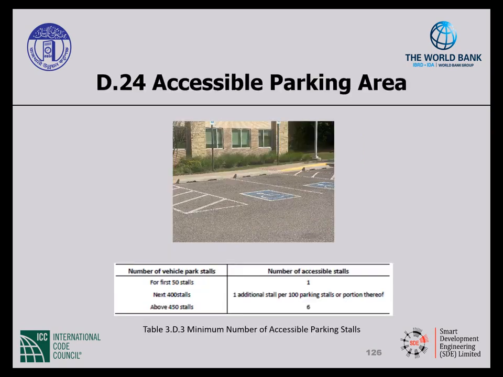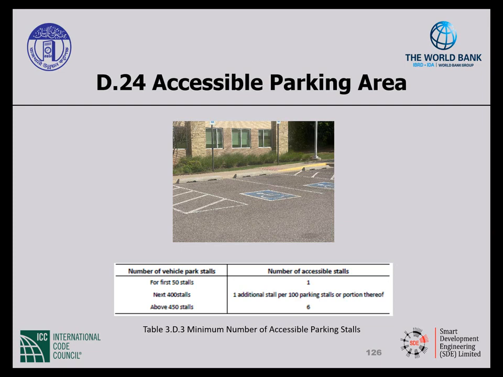Remember, at the beginning of this, we talked about requirement for accessible parking areas based on the occupancy group, and that's detailed in section D.3, with the minimum number of parking stalls required coming from table 3.D.3. Need to locate the parking lot as near as possible to the accessible entrance and have an accessible route to the building, avoiding collision with backing vehicles.